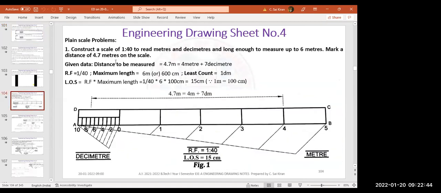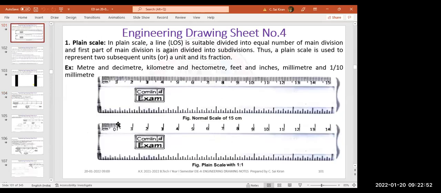Before starting, you need to know the distance to be measured. First, you have to know the maximum length of the scale. Here the maximum length is 15 centimeters, so you can't cross 15 centimeters on your created scale. You can measure anything below 15 centimeters only. If you want to measure more than 15 centimeters, you have to use another scale. Whatever scale you have created, the maximum length is 15. Greater than 15, you can't measure.